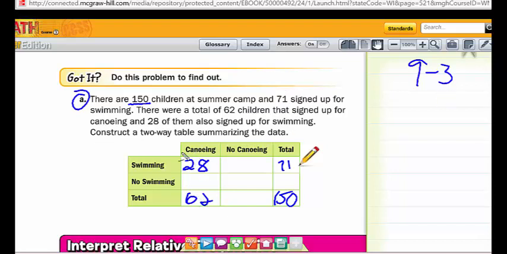So we could start right here and say 62 minus 28 is going to give us 34. We could also do 71 minus 28, and we'll get 43 here. Additionally, we could do 150 minus 71, and that gives us 79 here. 79 minus 34 will give us 45 here. And 43 and 45 will give us 88. And then this is a really important last check. We can take 62 plus 88, and we do indeed get 150. We know that we've got correct totals.